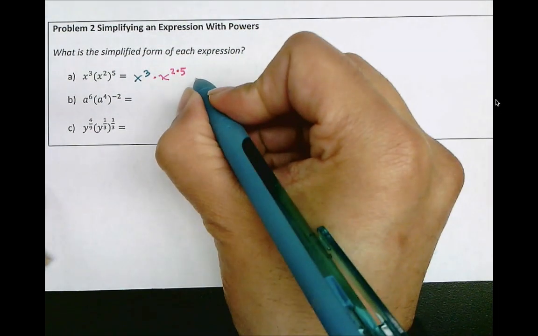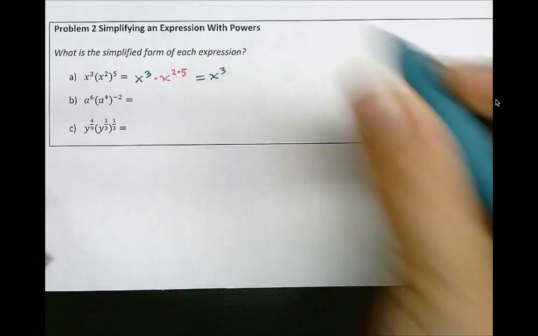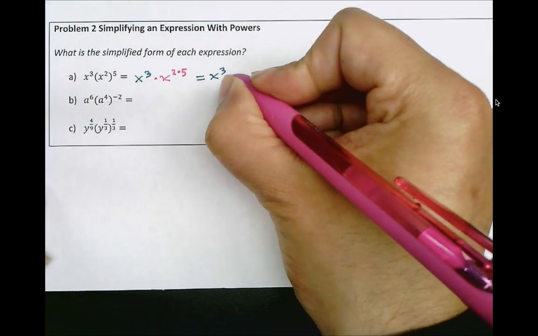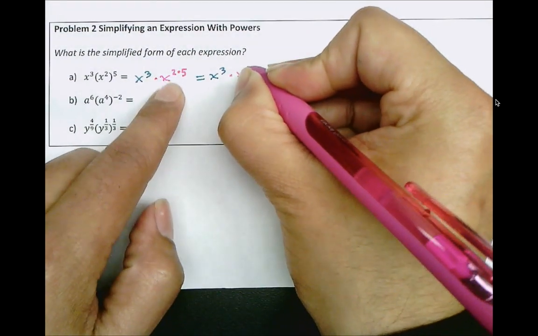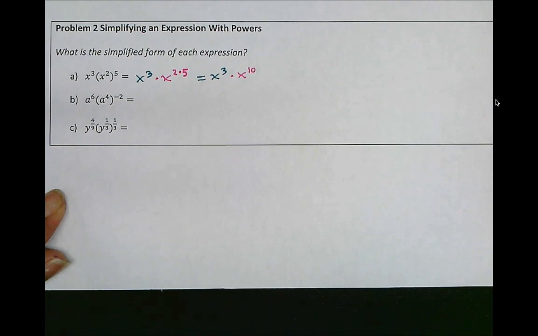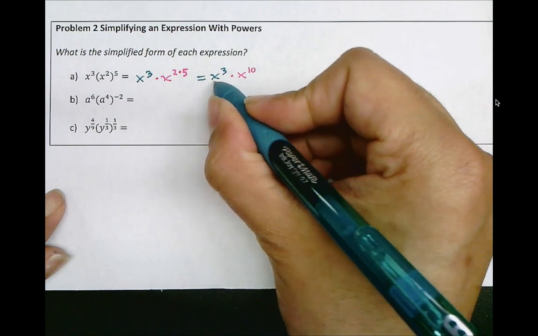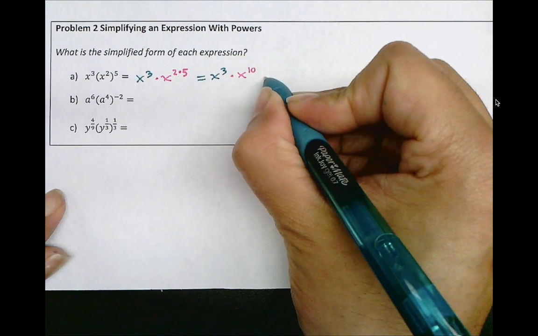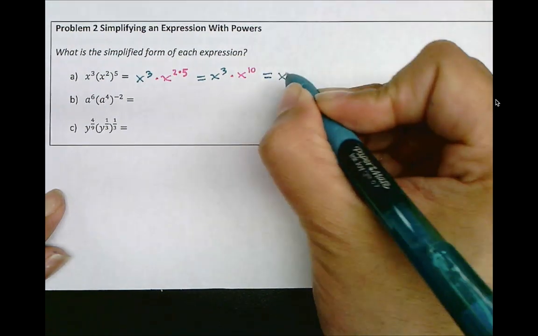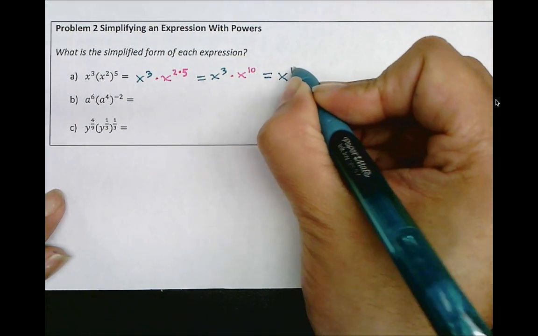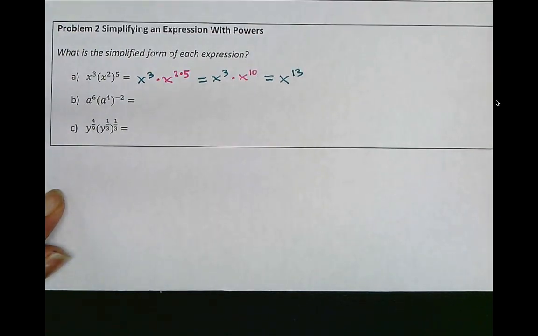So that turns into x to the power of 3 times x to the power of, that becomes 10. And now this looks like problems from our previous lesson where we're multiplying two powers with the same base. So let's go ahead and add the exponents together. And 3 plus 10 is 13. So we end with x to the power of 13.